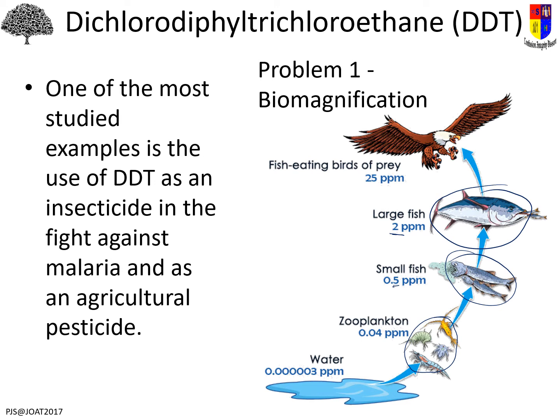And then the large fish is getting eaten by the fish-eating birds of prey, much, much higher level. And if you look at that magnification, that's huge, absolutely massive, because that's gone from 0.000003 up to 25. So just moving this along, that's 6 orders of magnitude. So it's a real big problem.